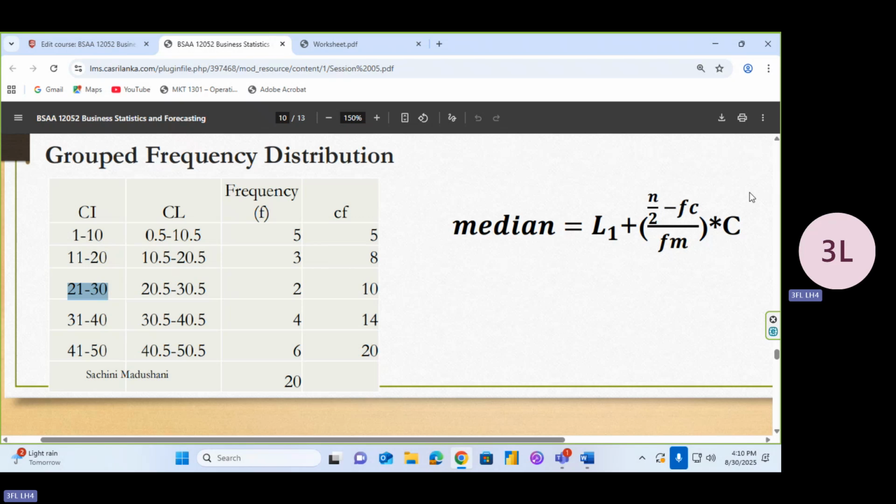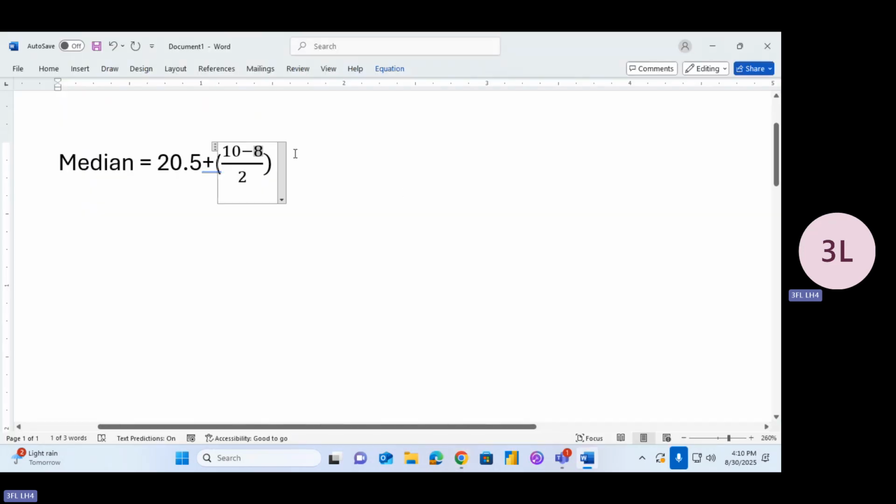Then what is the other one? Into C. Okay, C means what? The size of the median class, the class width. Then 21 to 30 is your median class. Then tell me, what's the size of this class interval? How many? 10. 21 to 30 consists of 10, and this one you need to multiply by 10.